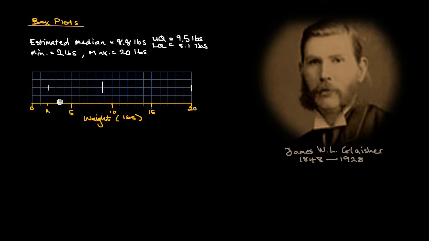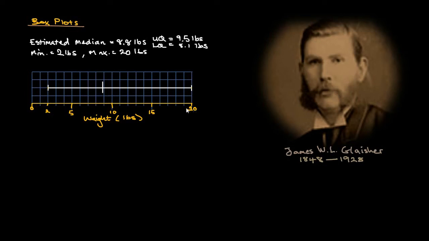Now these are the ends of what we call the spread of data, and to indicate the spread we're going to draw a line between the minimum and maximum values. Okay, so now we've got the average, the median, and we've got the spread of data between, in this case, 2 and 20.